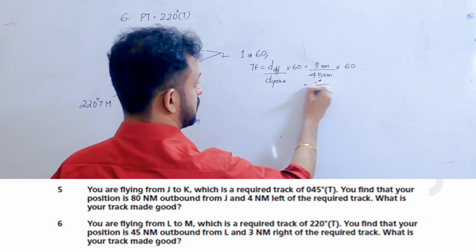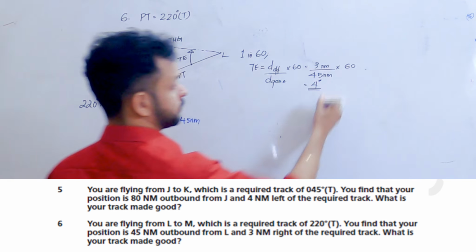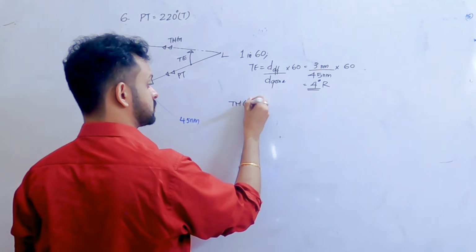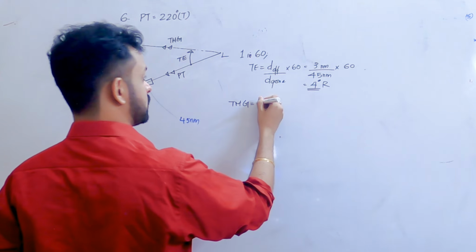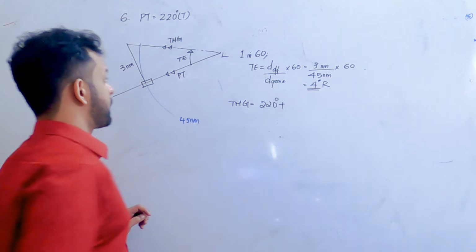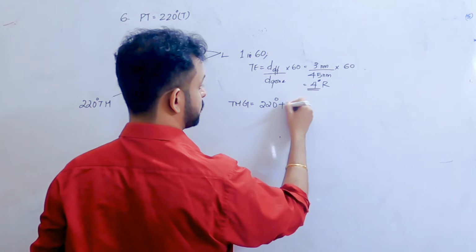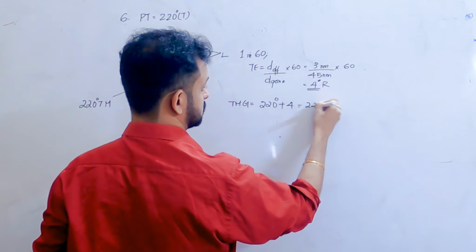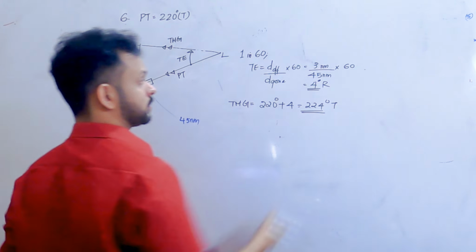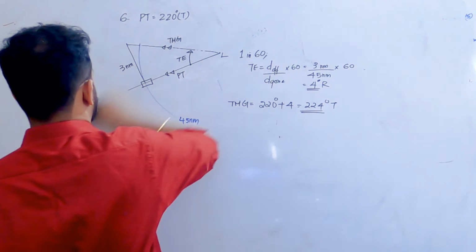4 degrees. And since your track made good is to the right of the planned track, it is 4 degrees right. Therefore, what is track made good? Basically, it's a planned track of 220 degrees, and 4 degrees is going to increase it since it's on the right side. It's going to increase clockwise. Very good. So 220 plus 4 equals 224 degrees true. It's your track made good.